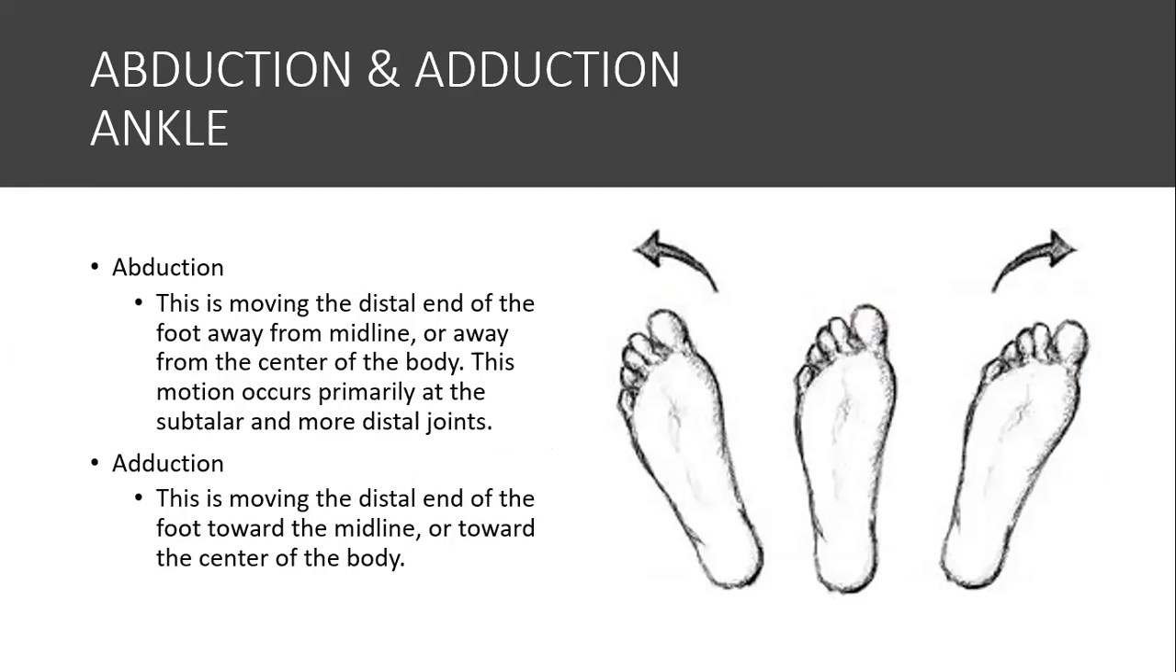The next movement for the foot is abduction and adduction. Now remember, we had abduction and adduction earlier at the shoulder and at the hip. This is a little bit different movement. Again, we're going to use your hand as your foot. If you were to put your hand on the table with the palm of your hand just hitting the table, the palm of your hand is the heel.